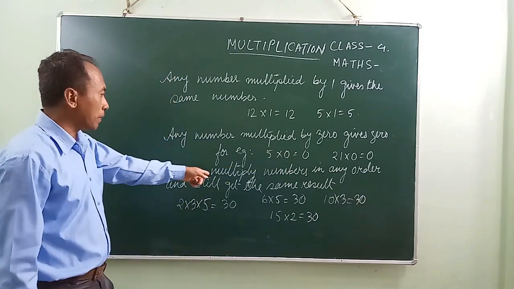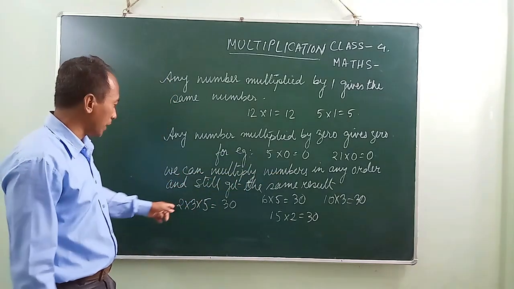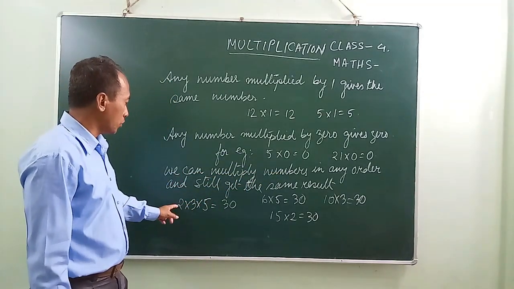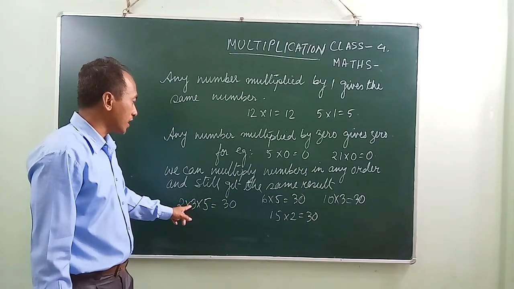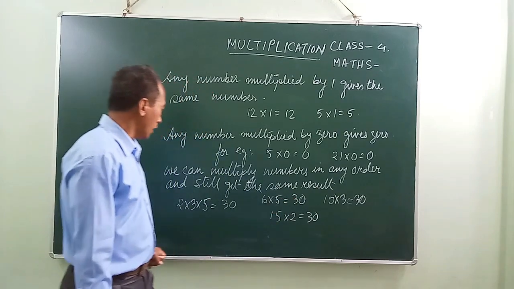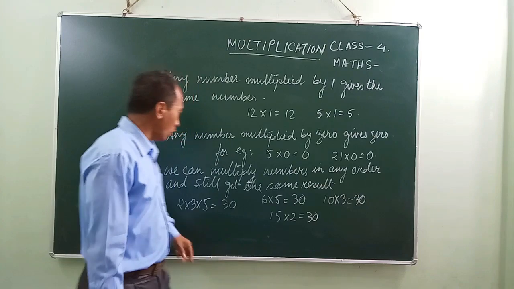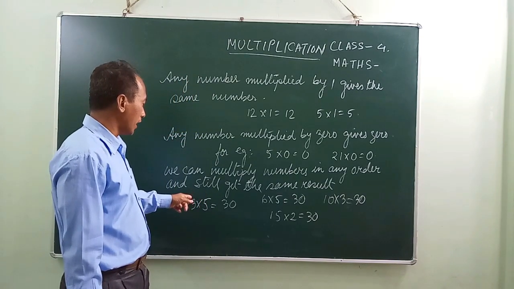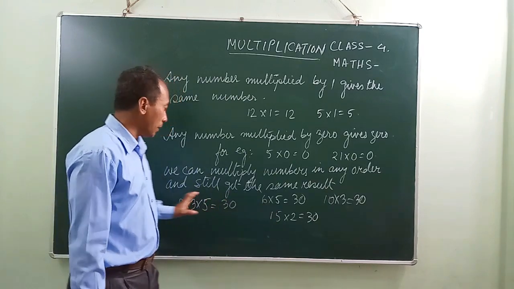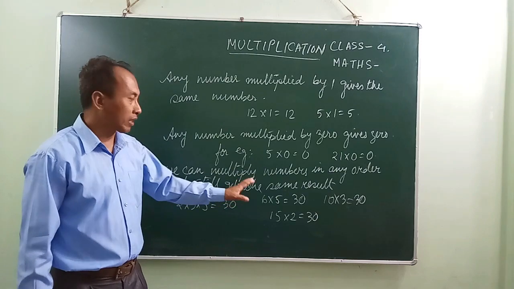We can also multiply numbers in any order and still get the same result. For example, 2 into 3 into 5 is 30. Then we can multiply 2 threes are 6, 6 fives is also 30. Or we can multiply 2 into 5, 10 into 3 is 30. Or we can multiply 5 into 3 is 15, into 2 is 30. That means multiplication can be done in any form, but the result will come the same.